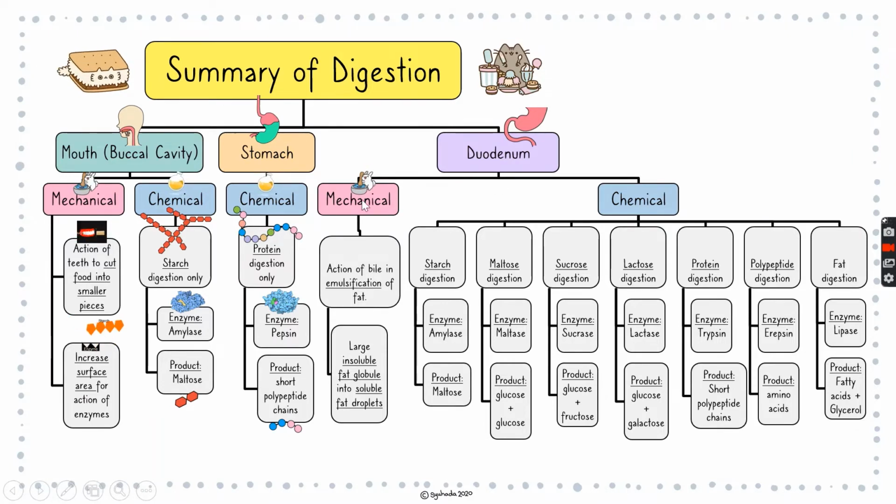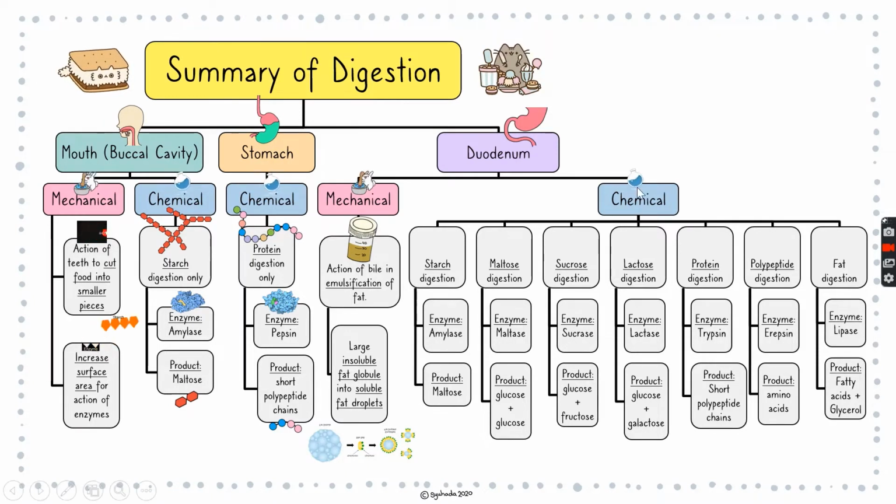Firstly, we can cover the mechanical digestion part, and this is actually the action of bile. Bile emulsifies fat. What this means is that it will convert the large insoluble fat globule, meaning it won't dissolve in water, into soluble fat droplets. So they become smaller physically, but not chemically.